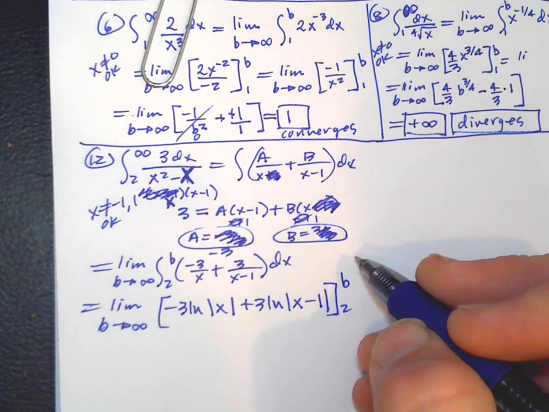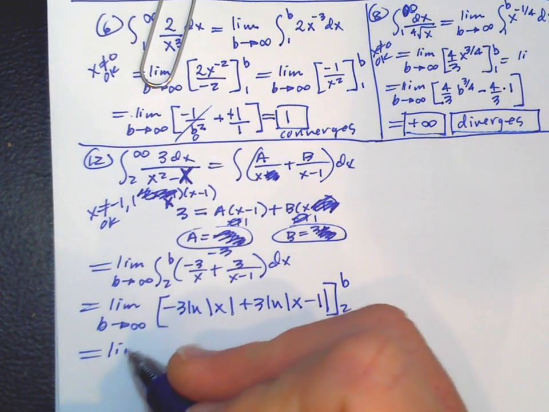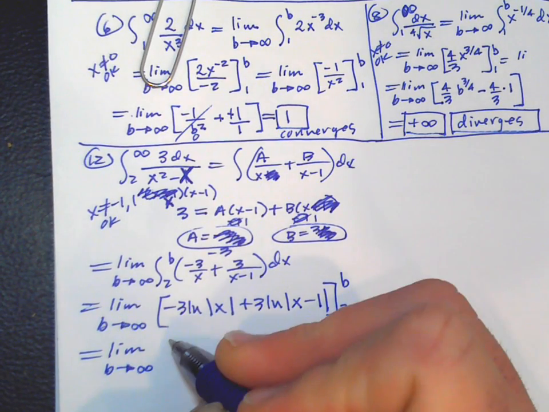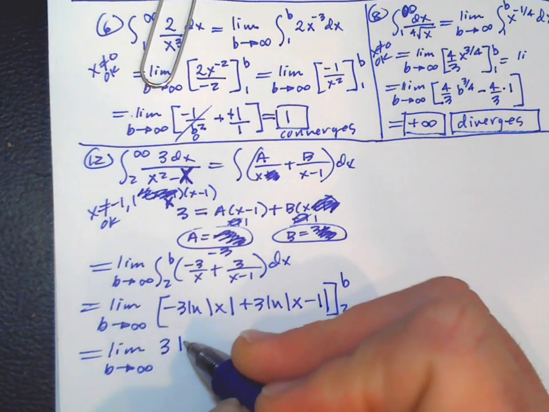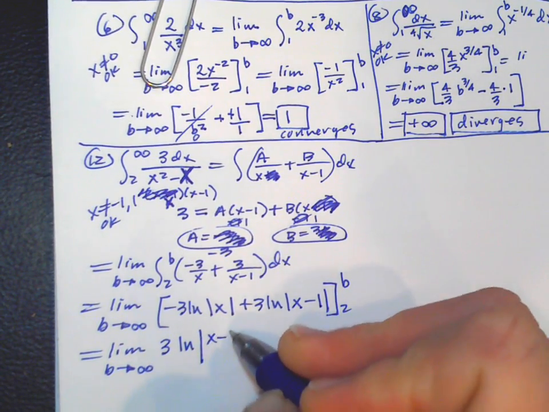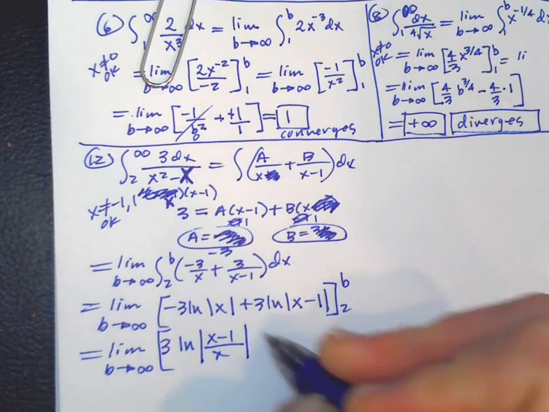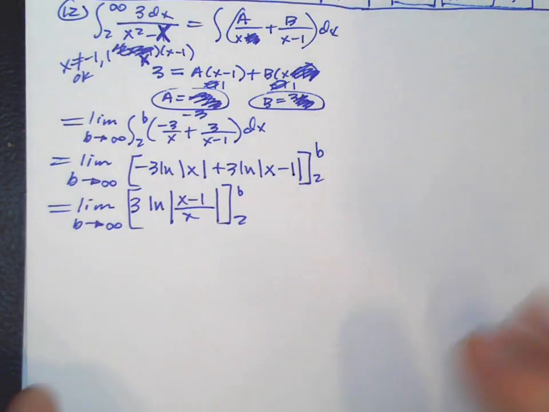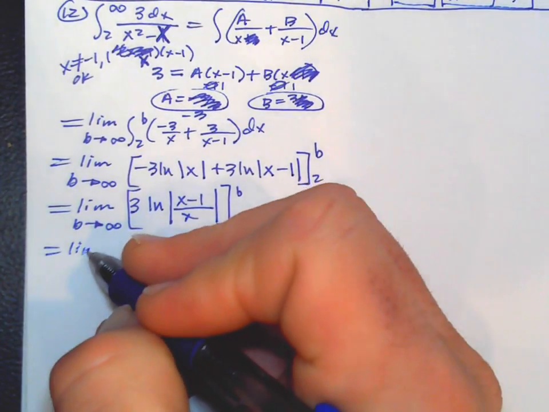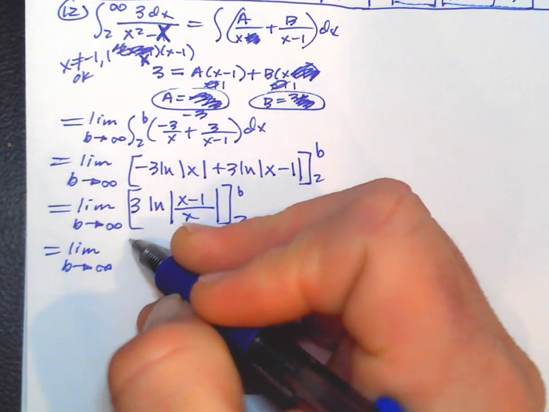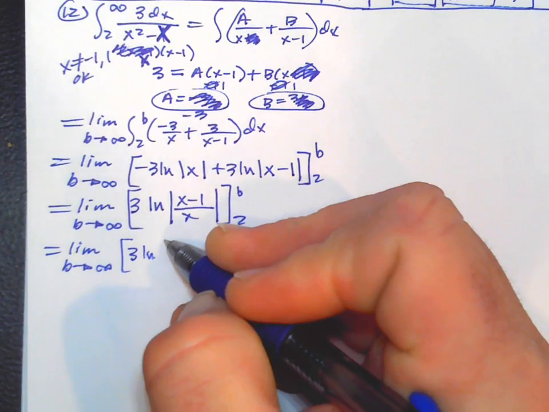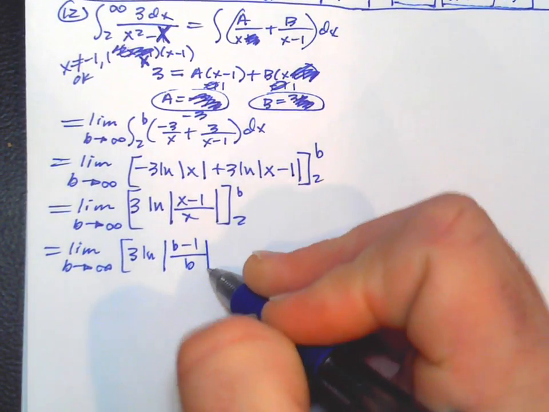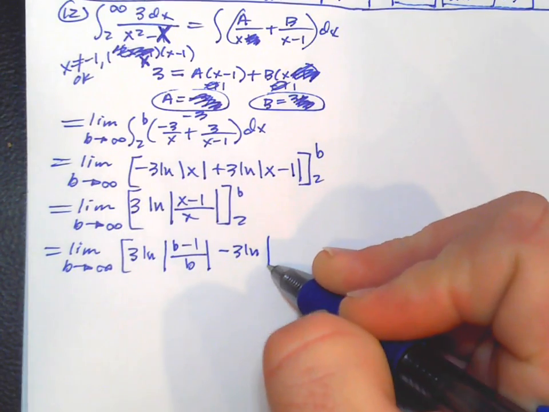And we can make this nicer, which might be nice. Combine these, use log rules. So we could just leave a 3 in front, because they both have that same coefficient, natural log of x minus 1 over x. And then we're going to plug the limits in, the upper and lower limits. So 3 natural log of b minus 1 over b minus 3 natural log of, plug 2 and you get 1/2.